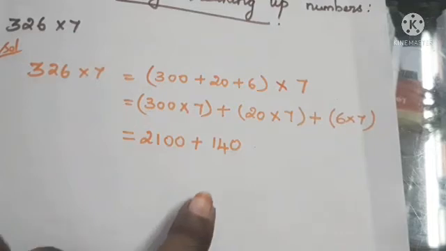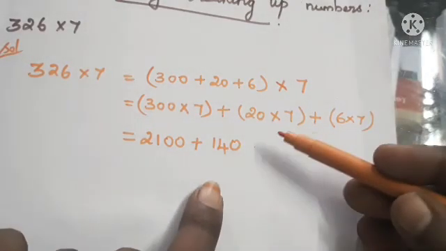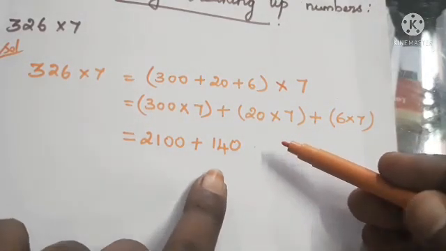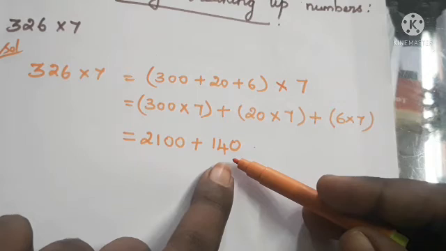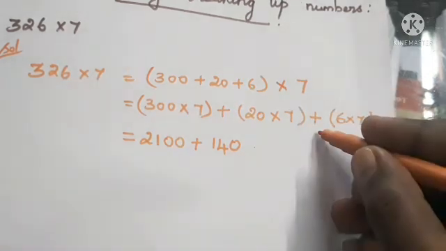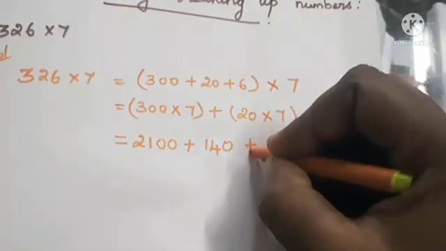Now we have multiplied 20 into 7. So 20 into 7, what's the answer? 140 is the answer. Okay, 140. Then what symbol is there, ma? Yes, plus symbol is there. So we can write the plus symbol.